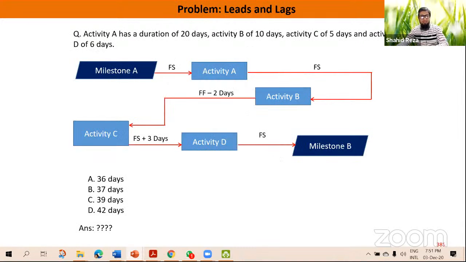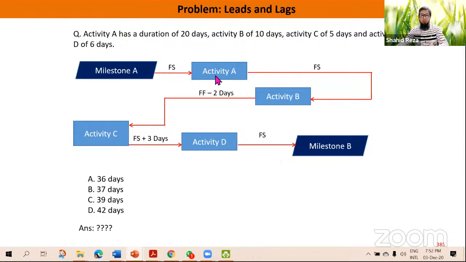So there is a problem here. This is a tough problem. This is actually depending upon the concept we have learned so far. These are the activities A, B, C, D, and this is milestone 1, this is milestone 2. Most probably you can get a question in the PMI exam like this. This is one of the difficult questions, but the same concept is used.